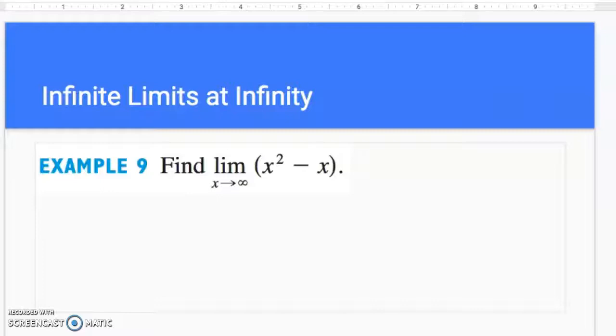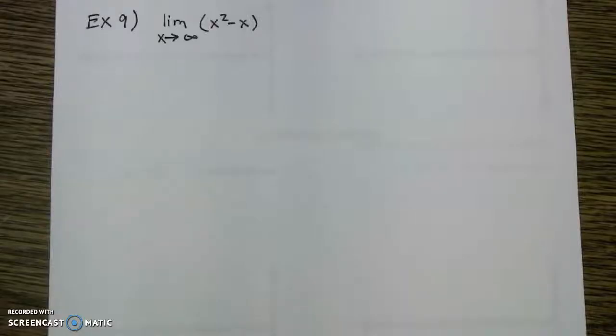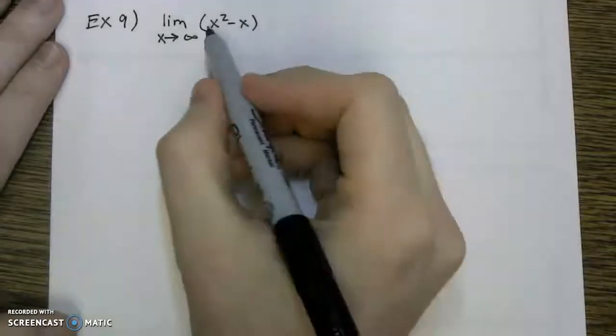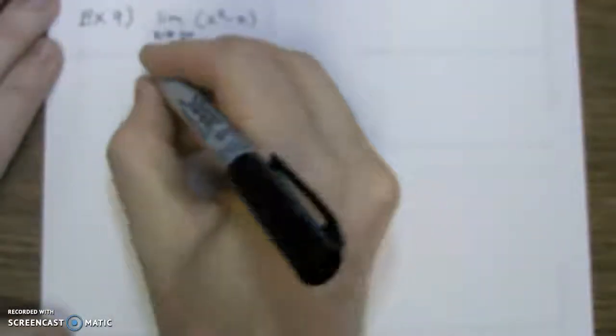In example 9, we are evaluating this limit at infinity. If you plug in infinity, you have infinity minus infinity again. So that's not something you can actually determine. We need to do a little bit of algebra to make this something we can actually plug infinity in and have an answer to. So in this problem, you want to try and factor out an x.